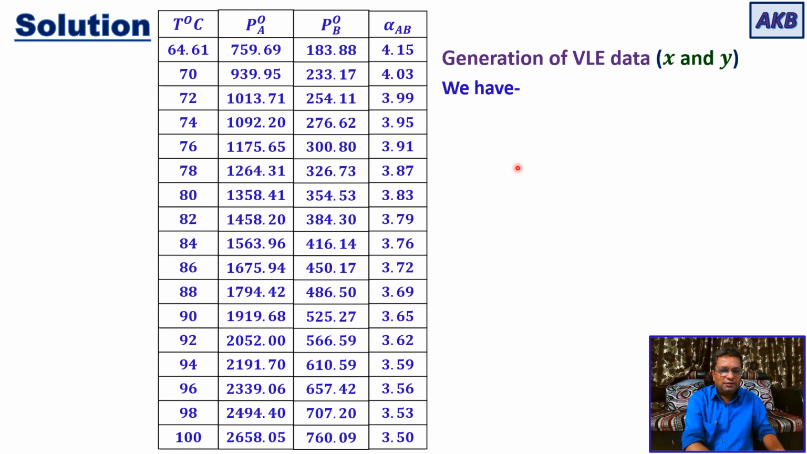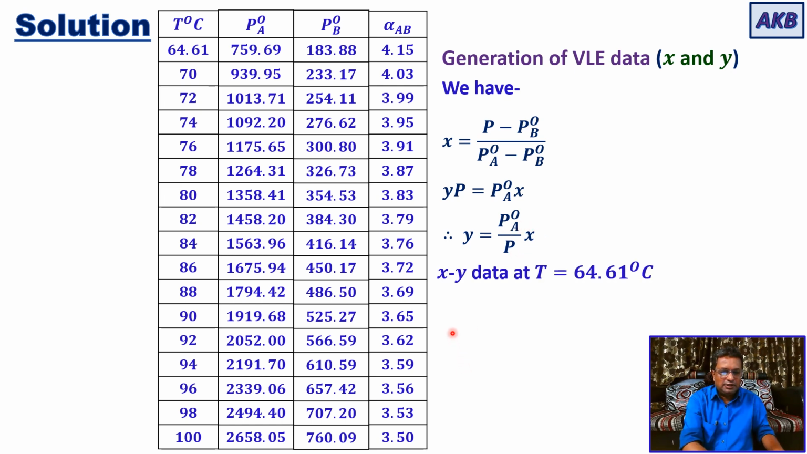Again, we have just got an equation for X, which is P minus PB naught upon PA naught minus PB naught. Y into P is equal to PA naught into X as per Raoult's law. That gives us Y as PA naught upon P into X. Now let us get values of X and Y at the first temperature in the list, that is 64.61 degrees Celsius.